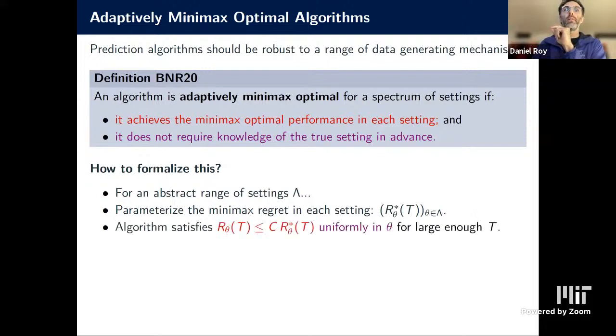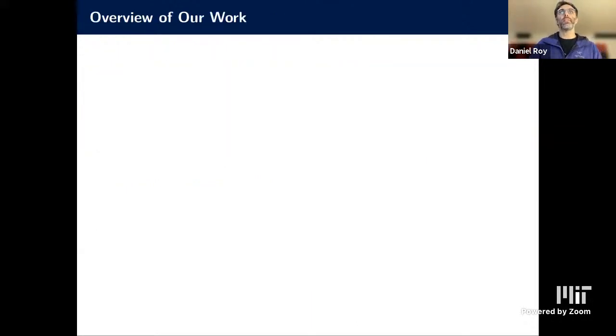And then what we want to happen is we want to have a single algorithm whose regret in a particular situation theta is no more than a constant multiplicative factor off of the actual minimax regret in the actual situation. But we want this bound to hold uniformly in the situation theta, which encodes the idea that we don't know a priori which situation we're in. So we're going to perform as well as if we knew the situation that we were in. All right, so that's the situation.